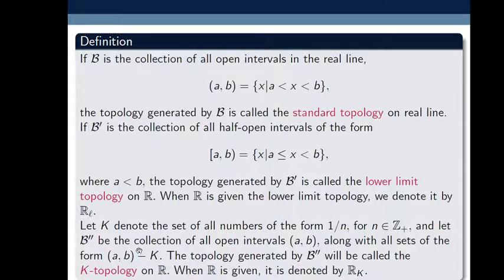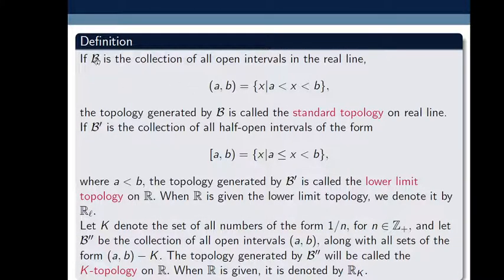And script B double dash contains all the open intervals (a, b) and also the sets of the form open interval (a, b) minus K. Here all of K is excluded from the open interval (a, b), meaning this set does not contain 1, and also not the elements nearer to 0 like 1/2, 1/3, 1/5, 1/10,000 and whatever they may be. So this is the set K.